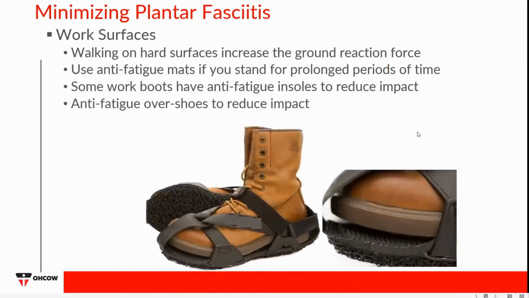Work surface is another factor. The harder the surface we're working on, the harder the ground reaction force is going to be acting back upon the body. So if you're standing for prolonged periods of time, things like an anti-fatigue mat give you some cushioning. Some work boots actually have an anti-fatigue insole built right into the boot to reduce impact. There are also anti-fatigue overshoes that can be strapped over top of work boots to help absorb and reduce that ground reaction force on impact. Basically, they're like an anti-fatigue mat that's mobile.